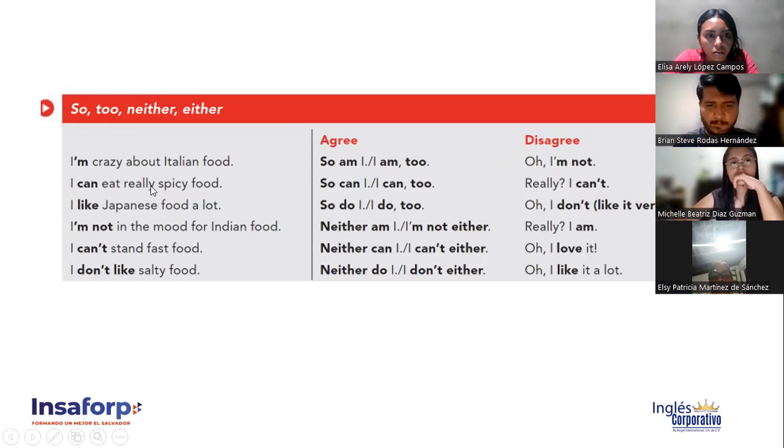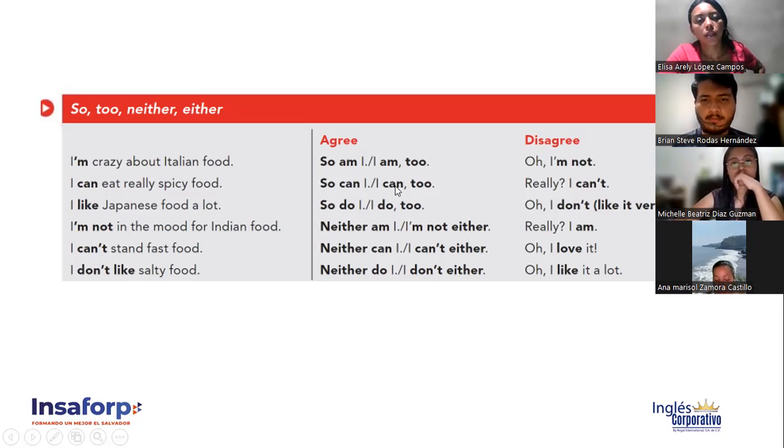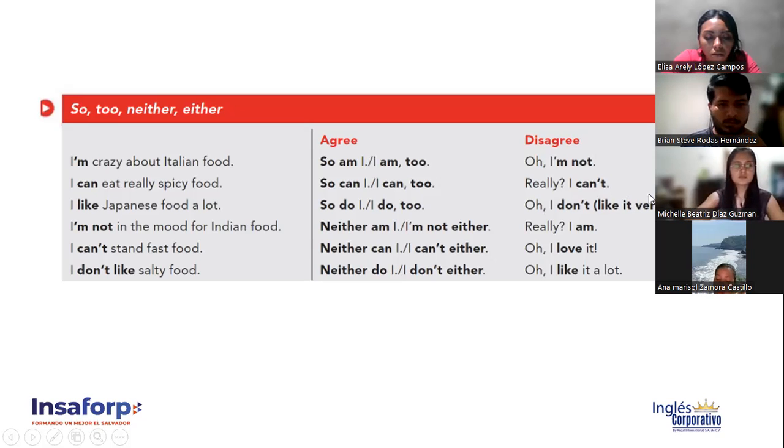Ahora la siguiente, I can eat really spicy food. So can I, or I can too. ¿Por qué? Estoy usando can. Entonces, so can I, or I can too. Yo también puedo. Para decir que yo no, puedo decir really, I can't. Solo lo uso en negativo. I like Japanese food a lot. So do I, or I do too.